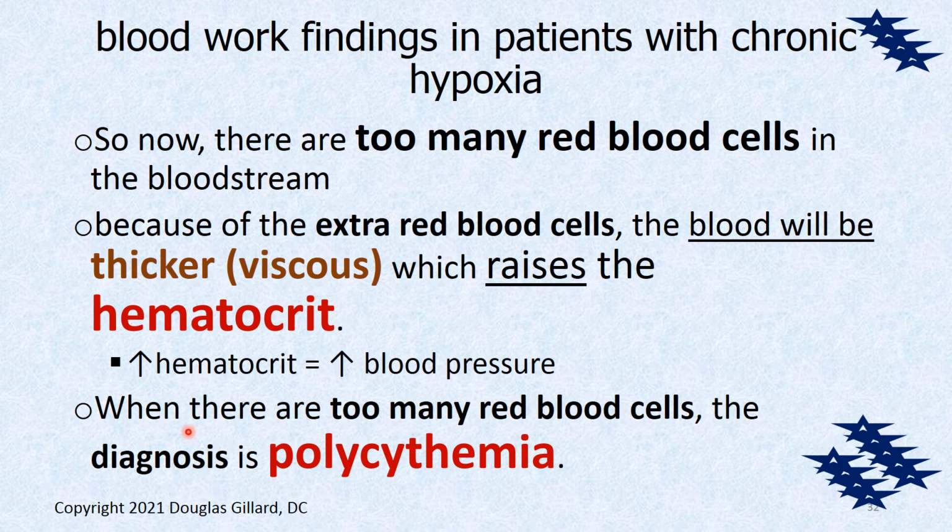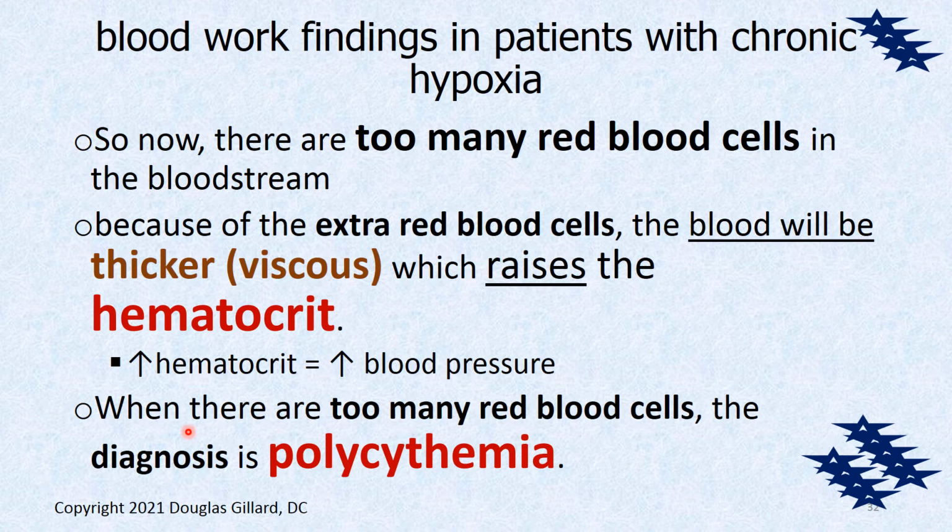So maybe your tissue's feeling a little better, you're feeling better because you're getting more oxygenation, but you have too many red blood cells. That's going to bump up your hematocrit, right? Hematocrit is a measure of the number of red blood cells compared to everything else. And that's going to make your blood too thick or too viscous. What's that going to do to your blood pressure? There goes your blood pressure. So now your blood pressure is going to start rising.